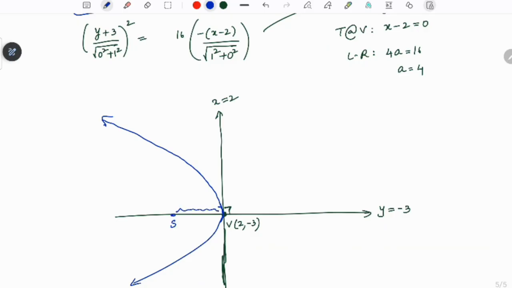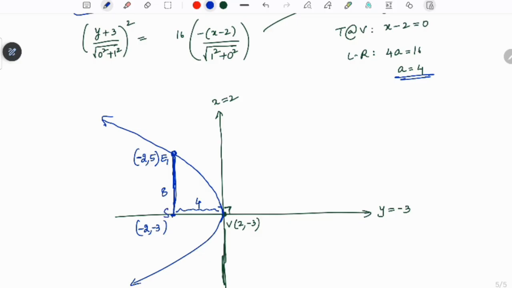What is the distance between focus and vertex? What is this distance? That is a. That is 4. What will be the coordinates of focus? You are moving 4 units left. Minus 2, comma, minus 3. What is the semi-latus rectum? Semi-latus rectum means this length, that is 8. So here coordinates would be this, and even coordinates would be minus 2 comma 5. Very good. Y coordinate you have to increase.